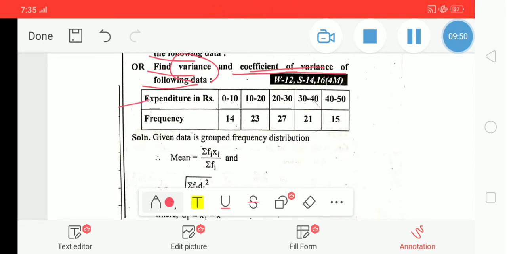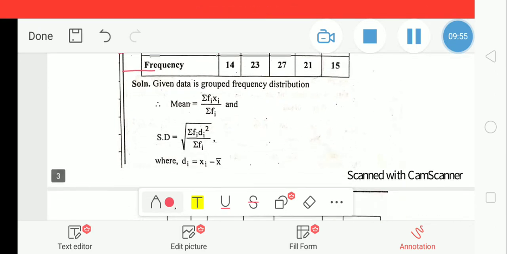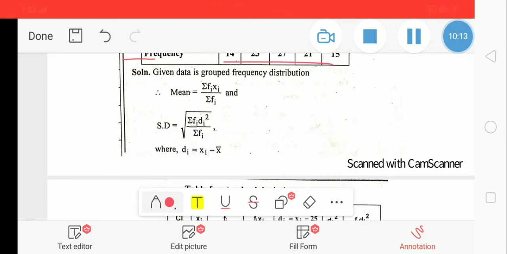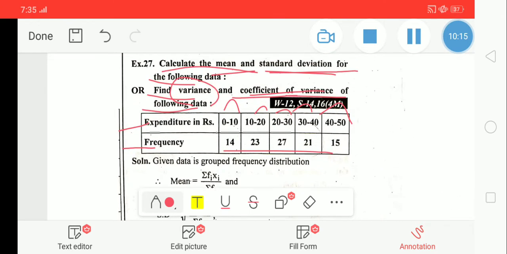This is the data. Frequencies are given: 40, 23, 27, 21 and 15. The given data is grouped data, meaning a group frequency distribution, because the classes are 0 to 10, 10 to 20, 20 to 30, 30 to 40, 40 to 50. We know that we need to find the mean and standard deviation.